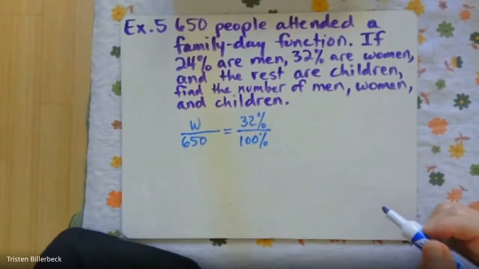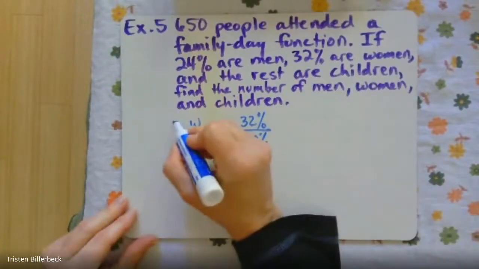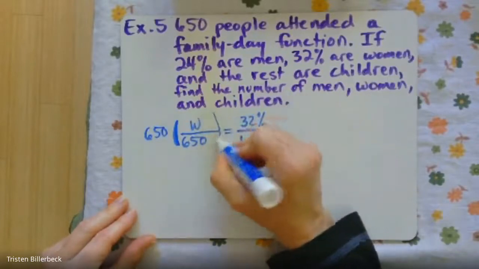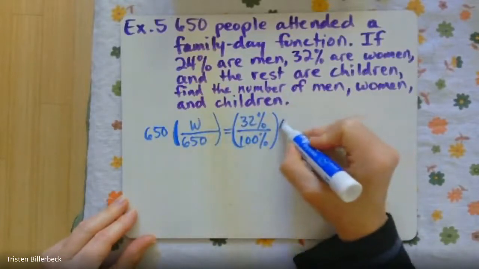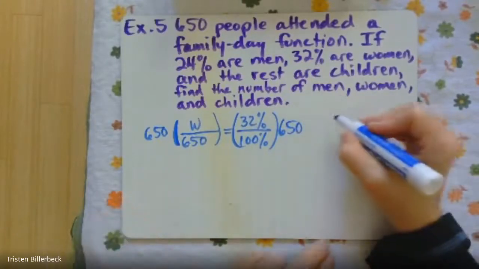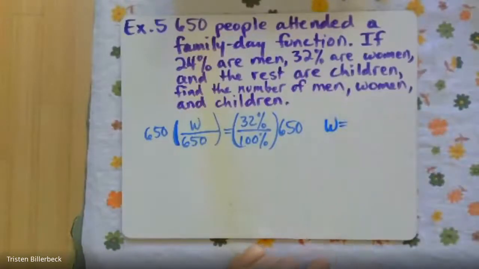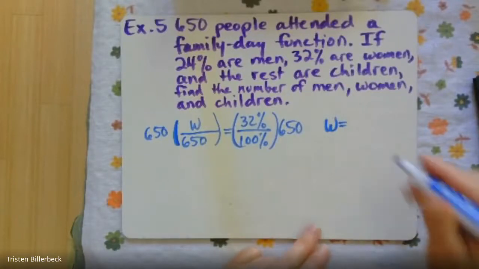So we want to know how many women there are. So that means if we multiply by 650 on both sides, we will find out what the answer is. So women equals, and we just multiply away. So I'm going to do this quickly. You feel free to do this manually normally, but I am doing this quickly. Okay, so that gives us 208 women.